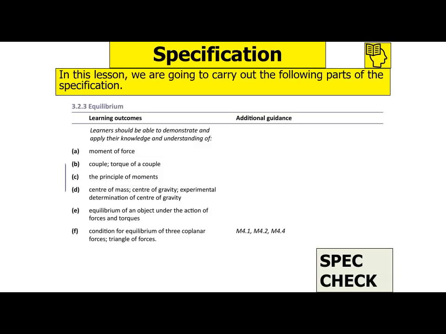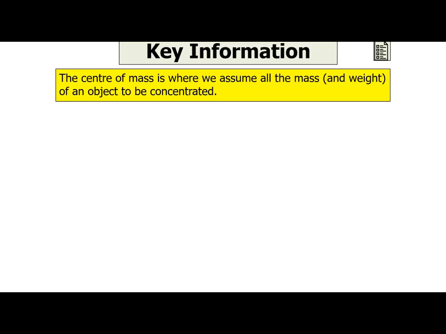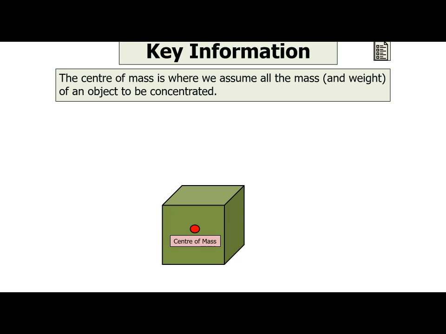So in today's lesson we're going to be looking at the following part of the OCR A-Level Physics specification: 3.2.3 equilibrium, in particular centre of mass, centre of gravity and experimental determination of the centre of gravity. So the centre of mass is where we assume all the mass and the weight of an object to be concentrated, as shown in the following diagram.